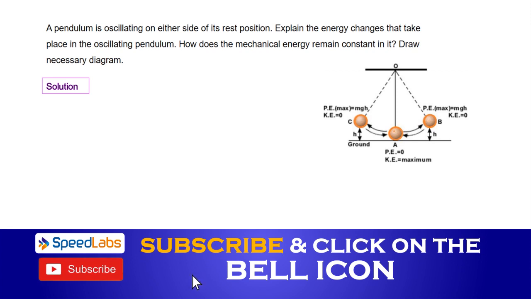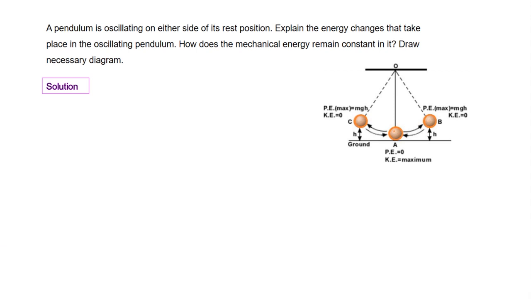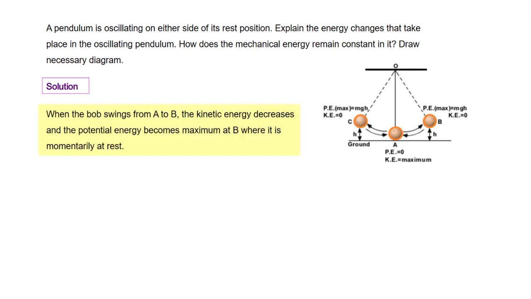So basically here we can see that at a point A, which is the mean position of the bob of the pendulum, it has maximum kinetic energy and potential energy 0. When it starts to swing from A to B, as its height is increasing, its kinetic energy will start to convert into the potential energy. And at point B, it has maximum potential energy and kinetic energy is 0.